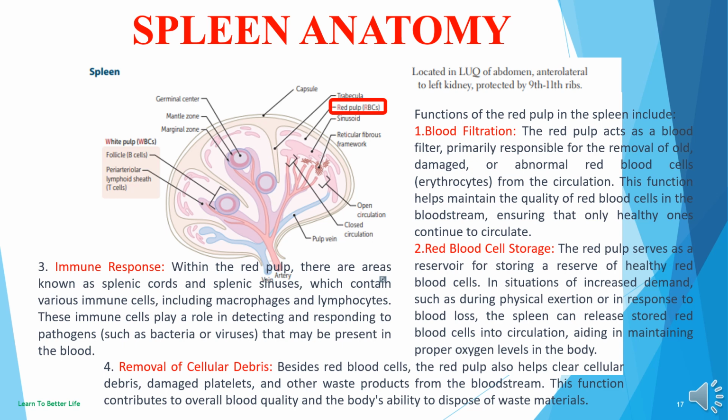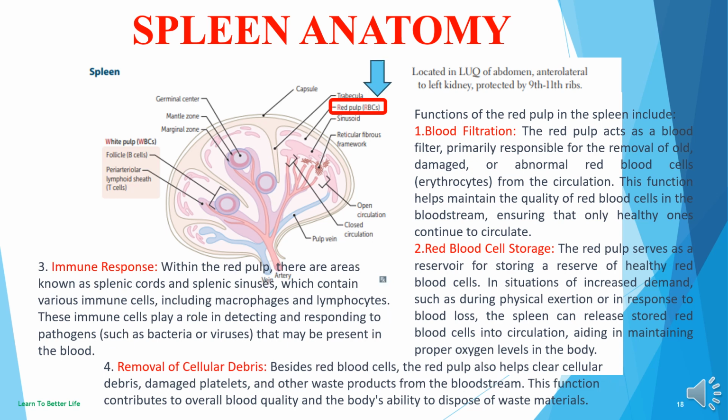4. Removal of cellular debris. Besides red blood cells, the red pulp also helps clear cellular debris, damaged platelets, and other waste products from the bloodstream. This function contributes to overall blood quality and the body's ability to dispose of waste materials. Remember, red pulp is associated with red blood cells.